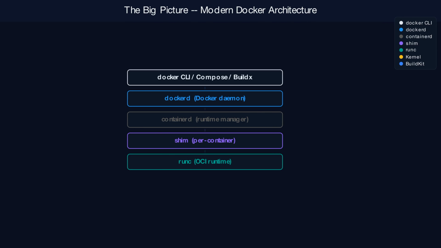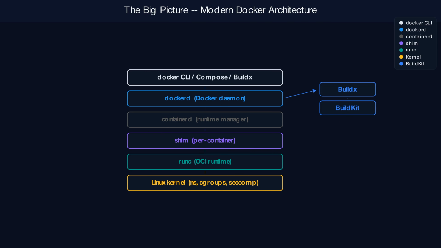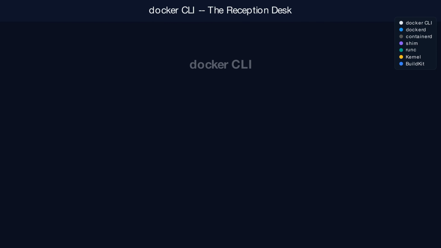Below containerd, each running container gets its own shim process, a babysitter that keeps the container alive even if the daemon restarts. The shim invokes runc, the low-level OCI runtime that creates the isolated environment. And at the very bottom, the Linux kernel: namespaces, cgroups, seccomp, mounts. This is the real enforcement layer. Notice two distinct paths branch off, the run path and the build path. Let us zoom into each component.